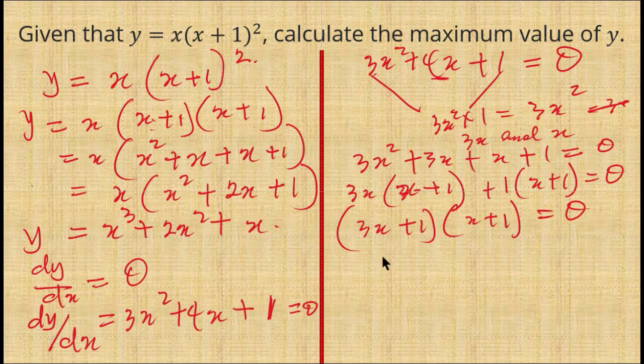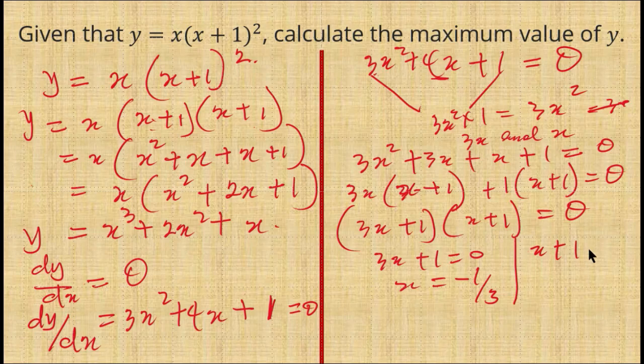So my x value at the turning point: I have 3x plus 1 equals 0, so x will be equal to minus 1 over 3. And also, I have x plus 1 equals 0, so x also will be equal to minus 1. Now, my examiner wants me to determine the maximum value. Which of these points will actually give me the maximum value?